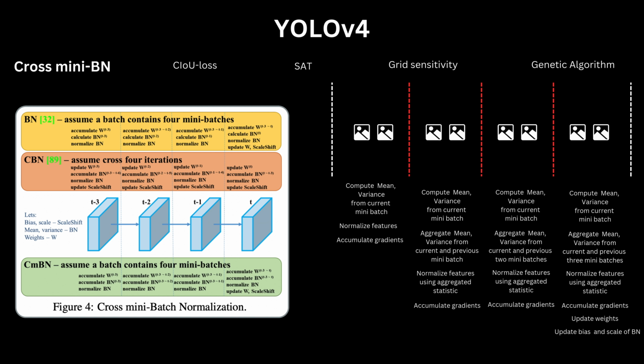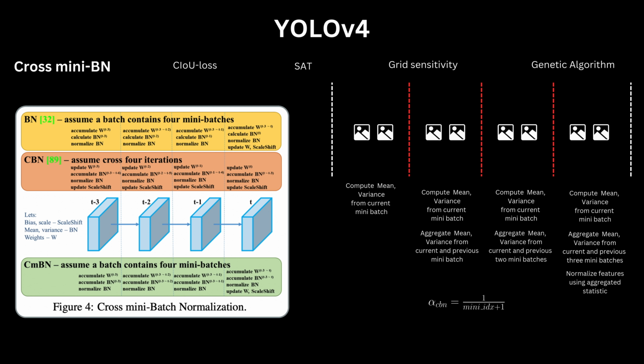There is a small implementation detail left to cover here, which is how the aggregation happens. For this, the authors define this alpha underscore CBN coefficient, which is 1 by mini batch index plus 1. So alpha will be 1 for the first mini batch, 0.5 for second, 0.33 for third, and 0.25 for the last mini batch in this example.